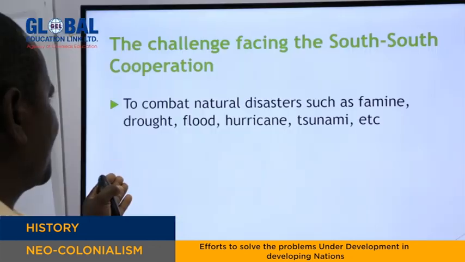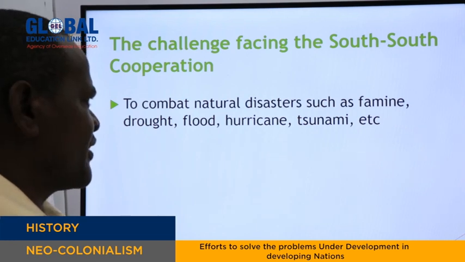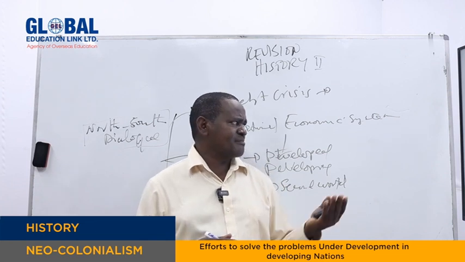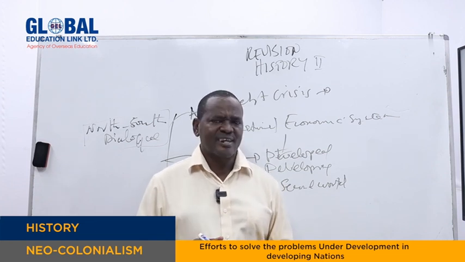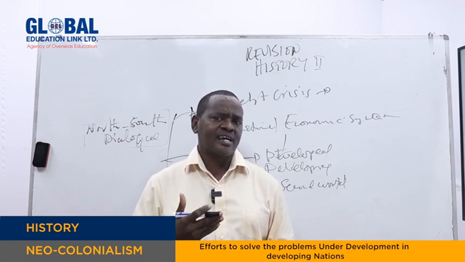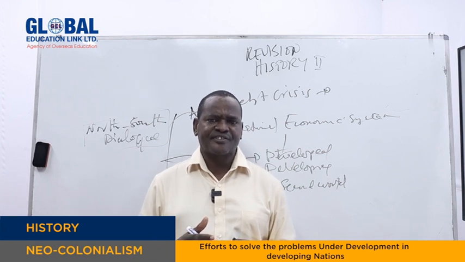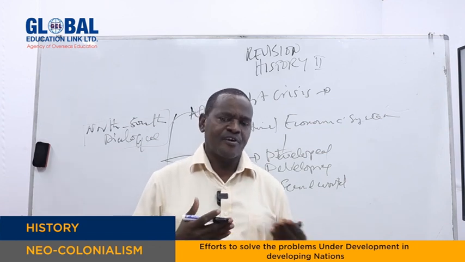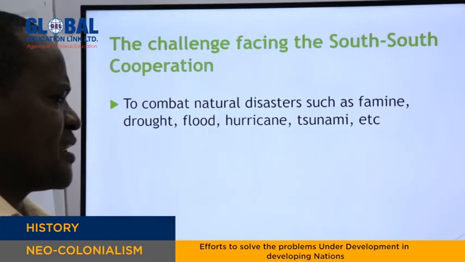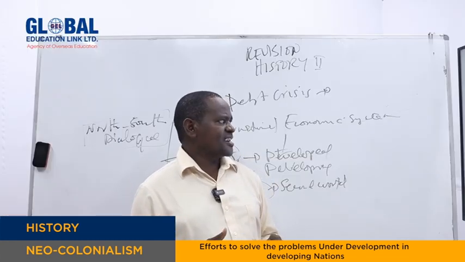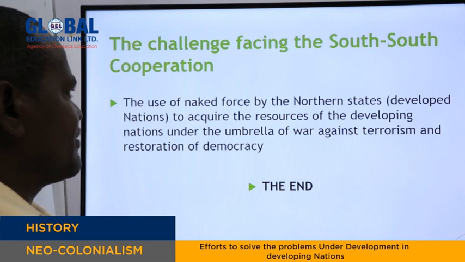My dear students, another challenge is that combating natural disasters has been very difficult. The third world countries sometimes cannot combat natural disasters on their own. For instance, we have famine, drought, flood, hurricane, tsunami, and so on. We saw the way Indonesian people suffered from the tsunami, and they had to wait for help from the developed countries. We saw the way people suffered from famine, Liberian people for instance, and the third world countries could not play a role to help them. So South-South cooperation is becoming difficult because of those natural disasters that the southern countries on their own cannot solve.